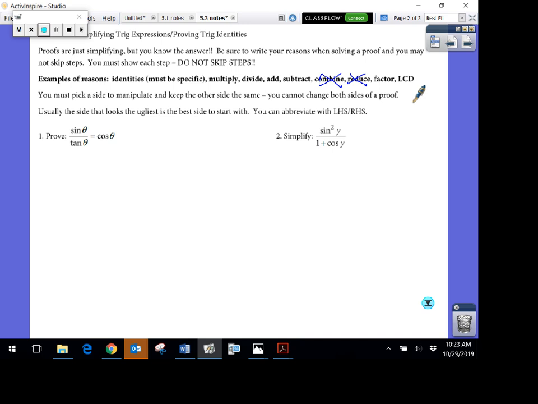All right, so I'm going to manipulate this side right here. So sine theta, I'm not going to change. But tangent theta, I can change to sine theta over cosine theta. And I'm going to say that equals cosine theta. And what did I do? I used the ratio ID. So how did I get from what was given to my first step? My reason would be ratio ID. Every time you write a step, anytime you write something, you have to have a reason. Every single thing you write, you have to have a reason.